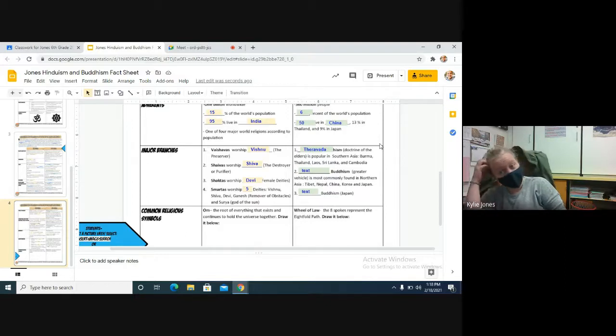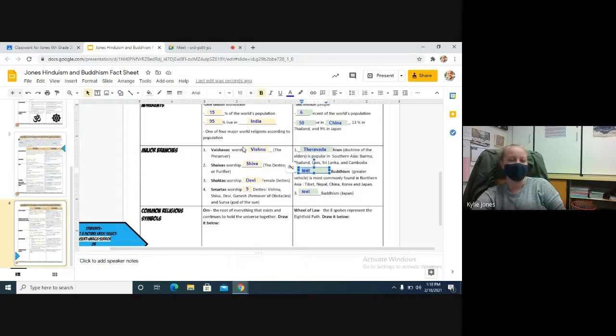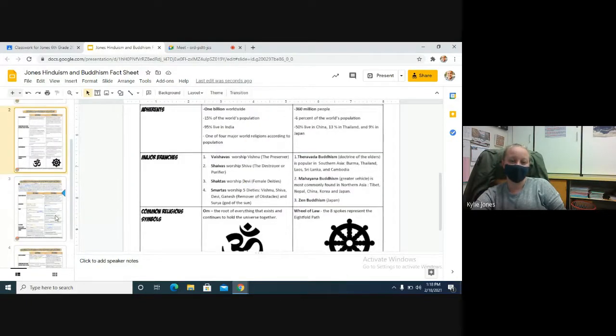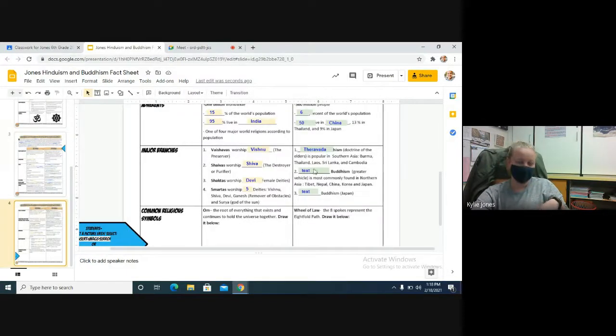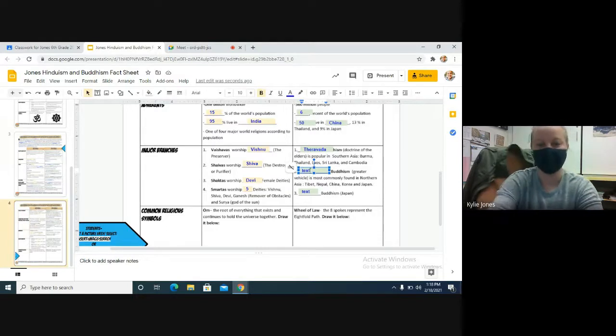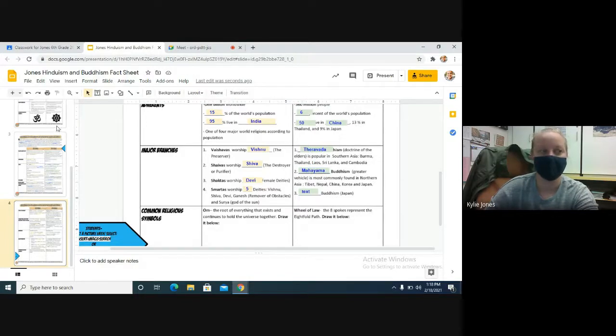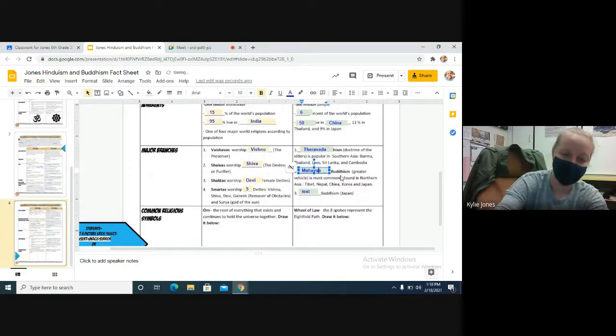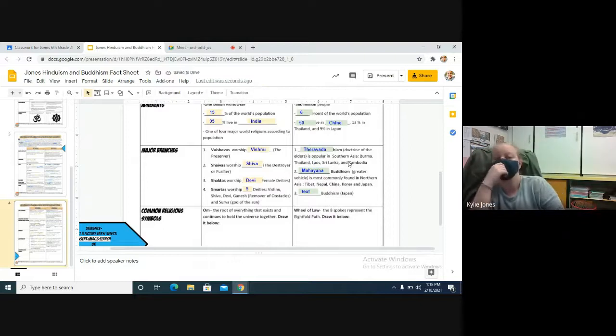Number 2, blank Buddhism, the greater vehicle, is most commonly found in Northern Asia, Tibet, Nepal, China, Korea, and Japan. What is that one? Yeah, Mahayana, M-A-H-A. Gotta spell it correctly. Oh, it's an N. Mahayana. There we go. Mahayana Buddhism.